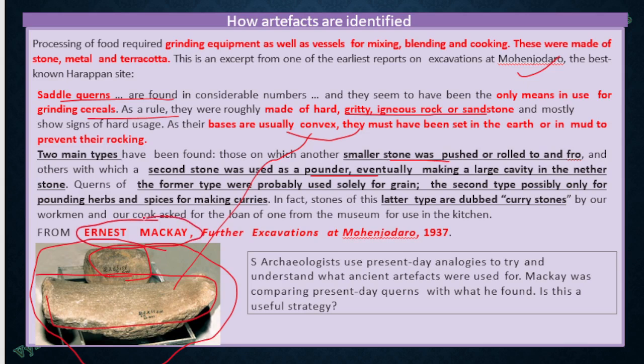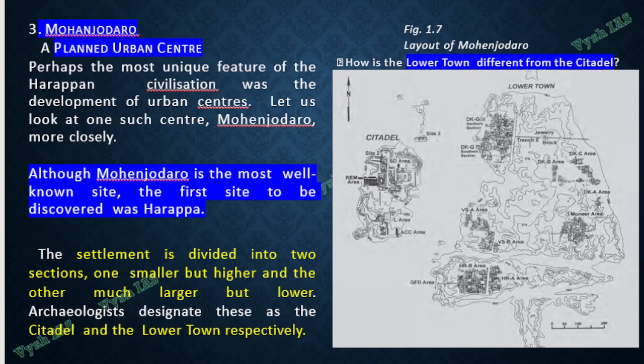Ernest Mackay did excavations at Mohenjo-daro in 1937, and based on that they have given this lining. You don't have to memorize this, but in case a mains question comes, you can quote him for this particular quern and grinding machines they used. The vessels and things they discovered were maybe used for mixing, blending, cooking. They can be stone, metal, or terracotta. Just because they have bronze finds doesn't mean stone stopped being used. Stone is still used.